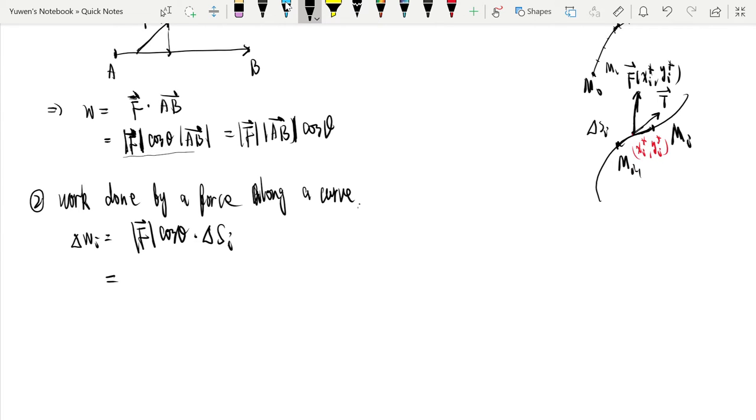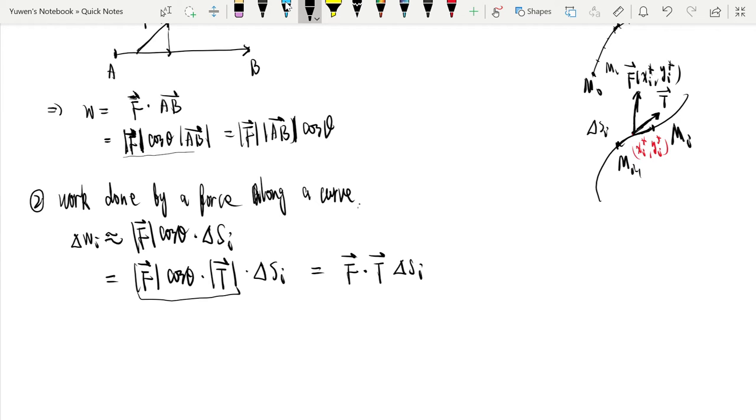But the tangent vector T is a unit vector. So actually, it's the length of F times cosine theta times the length of T times delta si. This part is F dot T times delta si. That's an approximation. So the whole work done by the force is the summation of delta wi, i from 1 to n, approximated by the summation, i from 1 to n, of F dot T delta si.